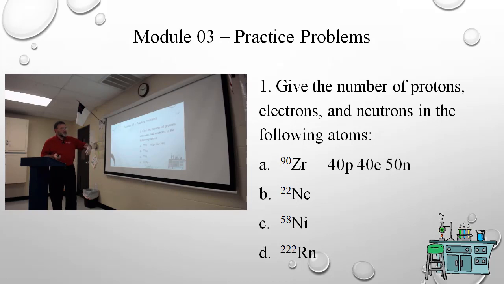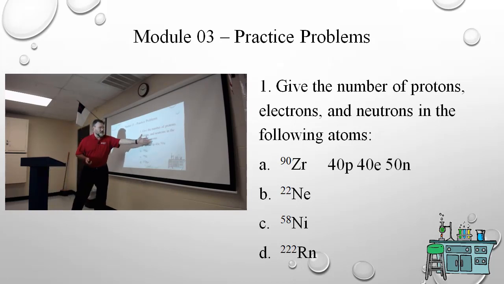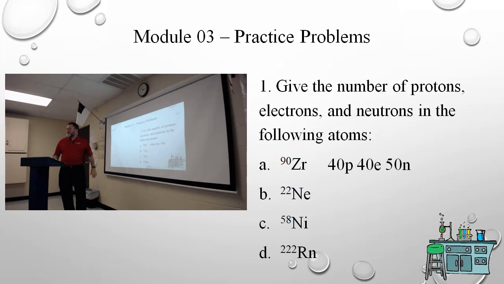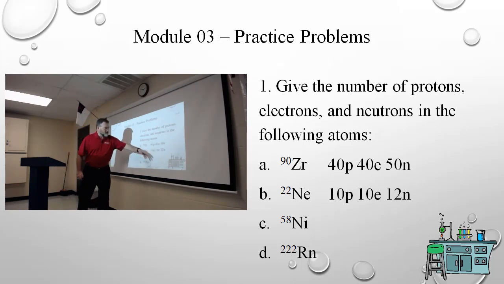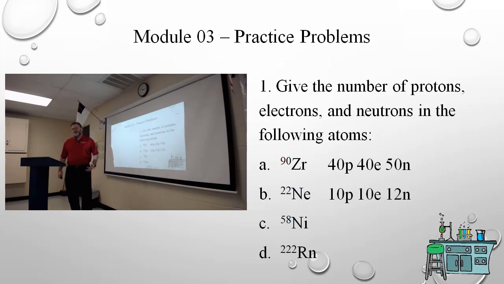So for each one of these cases, the atomic number, for example, is 40. So 40 protons, 40 electrons. And the difference, 90 minus 40, is 50 neutrons. And that's the process used for every one of them. Neon 22, 10 protons. For the neutral atom, 10 electrons. The difference, 22 minus 10, is 12 neutrons. I may have just said neutrons again. I'm going to slow down a little bit.